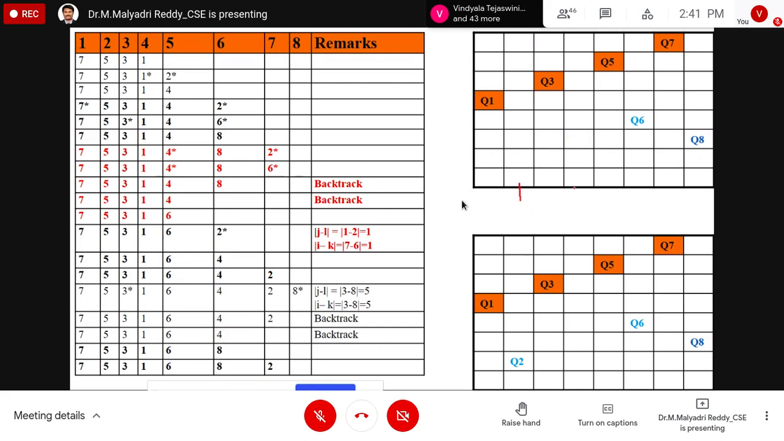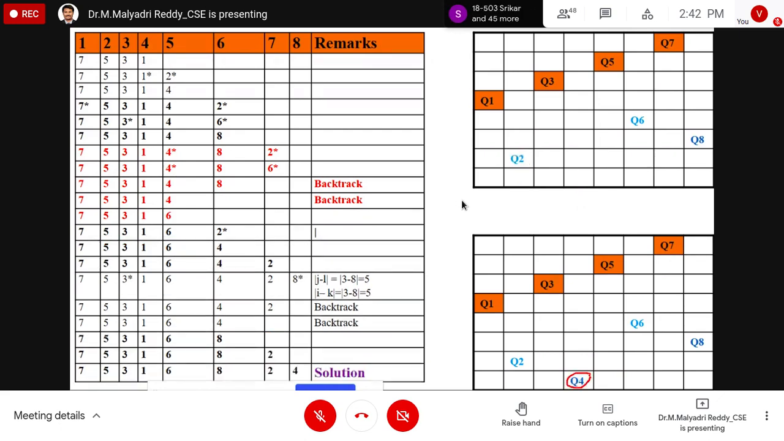So 2, 4. Next I have to place the Q here. Is there any conflict? No, sir. So this position is feasible for tuple 7 with Q2, right? Yes, sir. Okay, right. I place the Q2 at the 7th tuple. Next remaining is Q4. This one, Q4. That is where I placed this one.